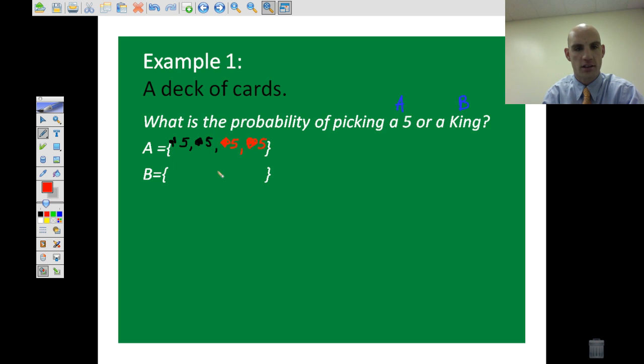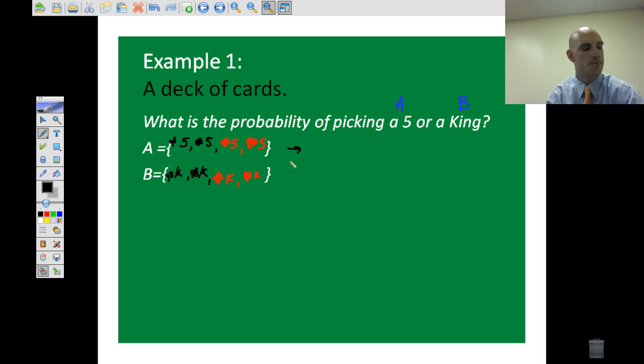The same goes for the king. So we can have, and I'm going to stick with the red here, we can have the diamond king. We can have the king of hearts. We can have the king of spades. Or we can have the king of clubs. Keep wanting to draw that 5. Okay, so we have 4 of each of those.